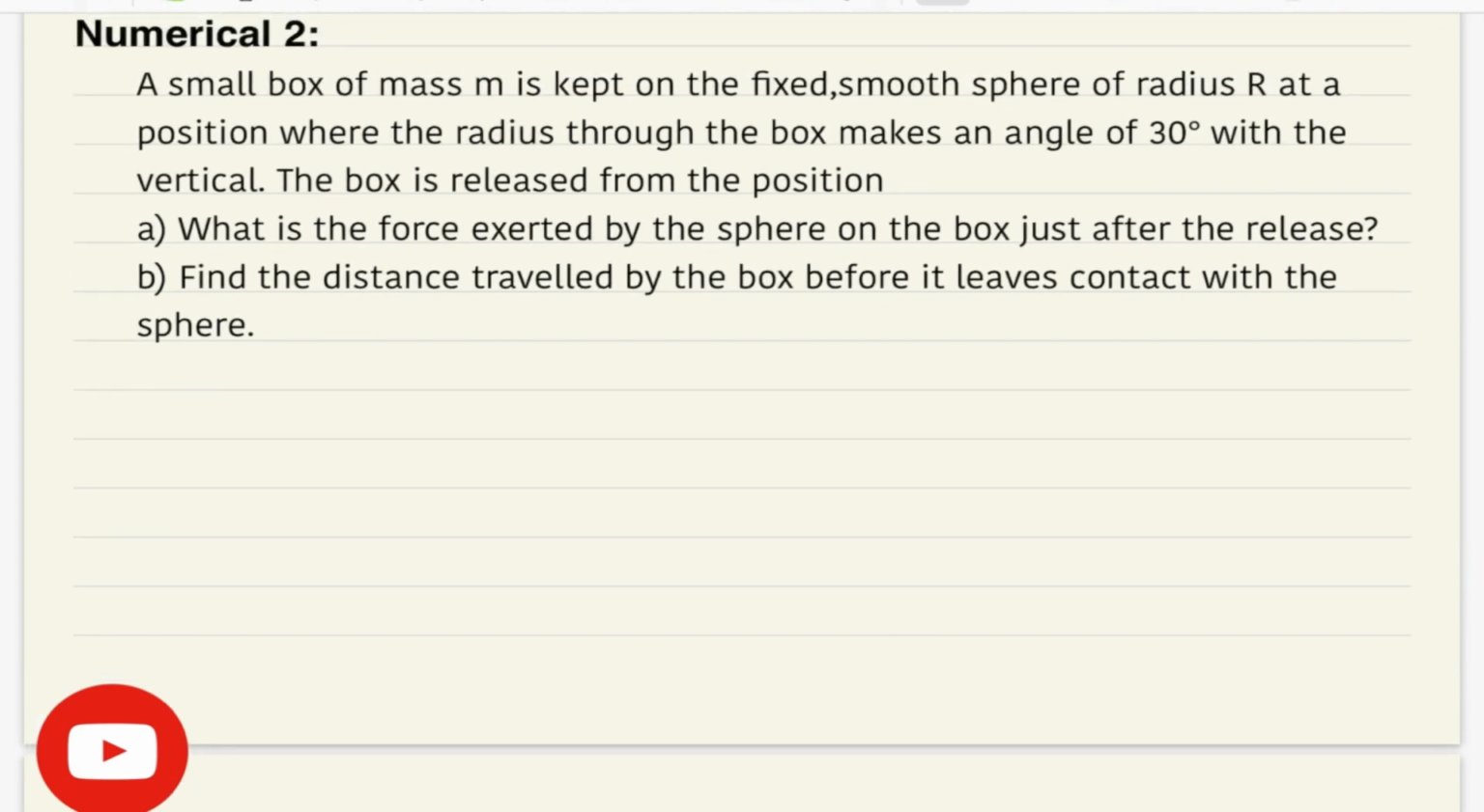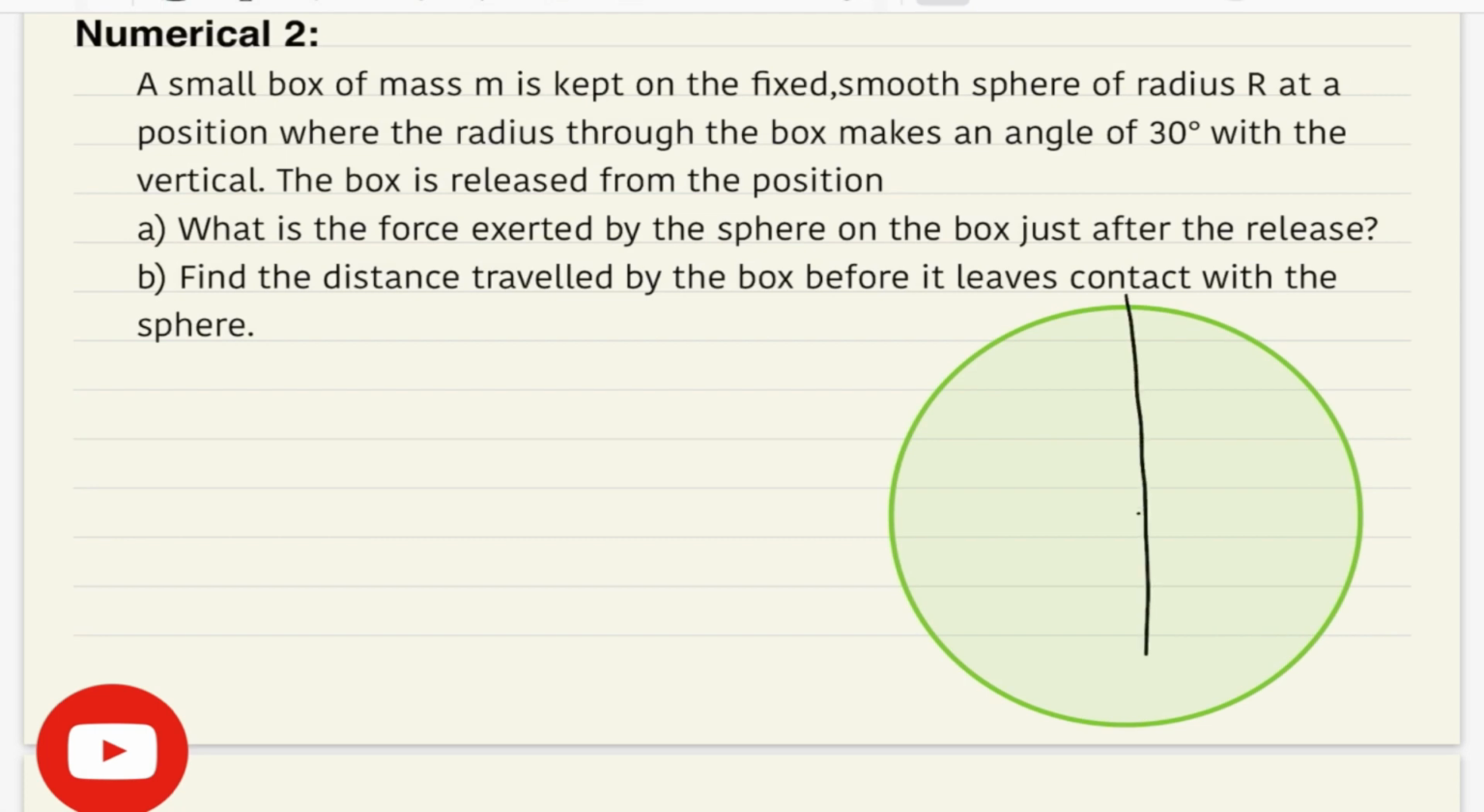So let's try to draw the sphere. This is our sphere and this is the center of the sphere. Let's say this is the vertical line and the sphere is making an angle of already 30 degrees. So the sphere is somewhere here, the box is somewhere here. At a position where the radius through the box makes an angle of 30 degrees with the vertical, the box is released from the position.